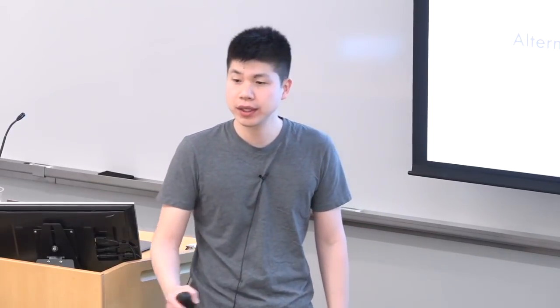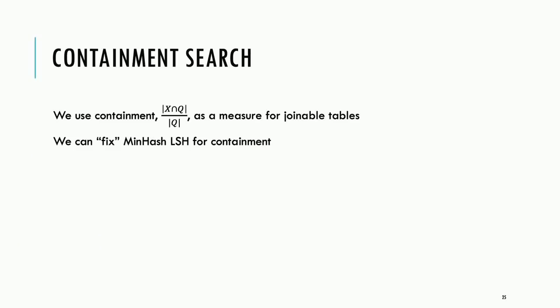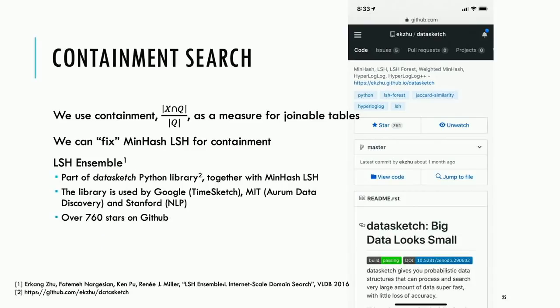So alternatively, we use a different similarity measure: instead of dividing by the union size, we divide by the size of the query. Okay? This is consistent with our definition of joinability. We call this measure containment, and we use it as our relevance score. So what we're really trying to do now is fix MinHash LSH so that it can work with containment search. The result of this is LSH Ensemble, which is included in a public Python library called datasketch. This library has been used by a lot of people, and it's widely popular.